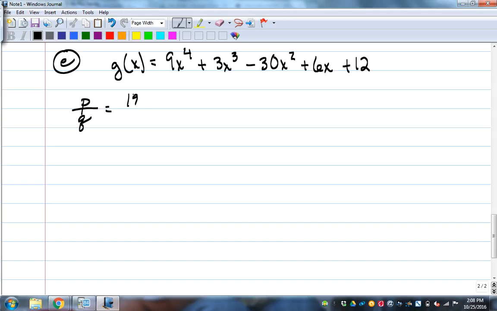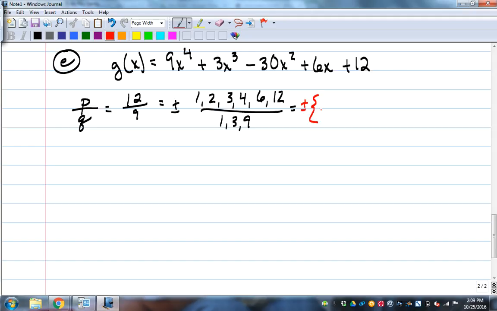Twelve and 9, so the factors of 12: 1, 2, 3, 4, and the factors of 9: 1, 3, and 9.